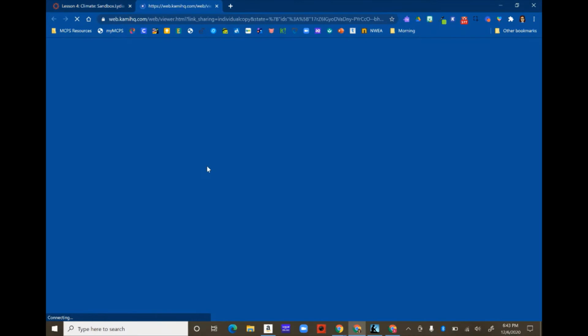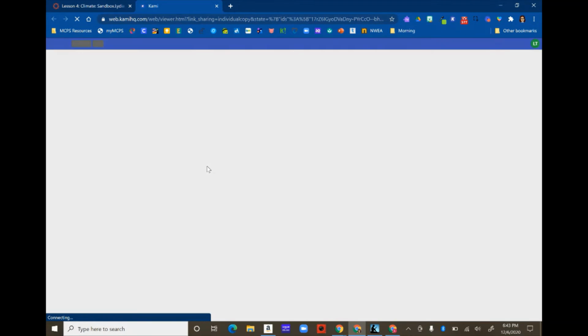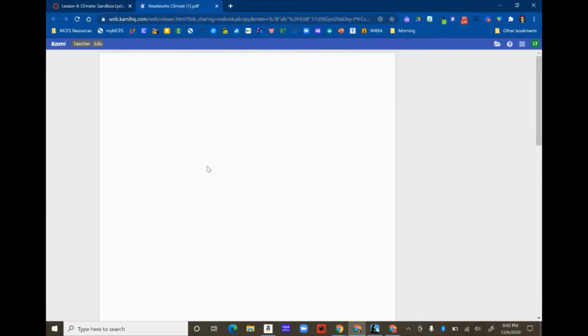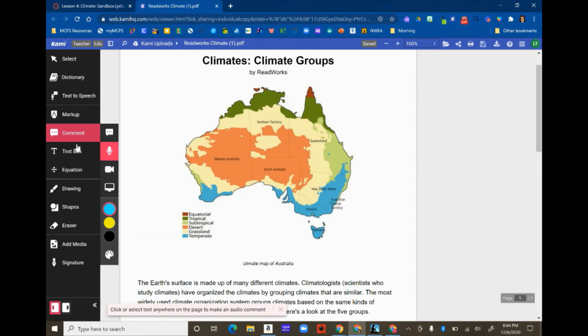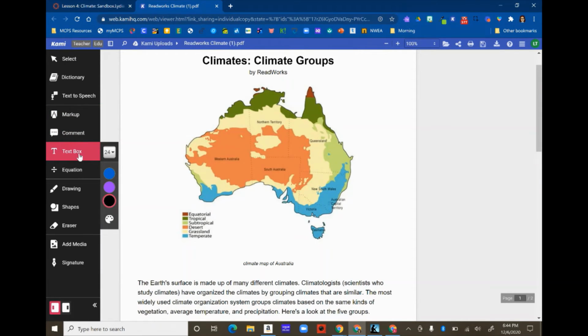Then they would click here for a ReadWorks article about climate zones through Cami. And with Cami, they have text-to-speech capabilities, so they could also change the voice. I have a lot of English language learners, so this would be beneficial for them. They can mark up the text, underlining, highlighting. They can leave comments. They can take notes. And for this, I would put them into Zoom breakout rooms so that they could work in heterogeneous groupings.